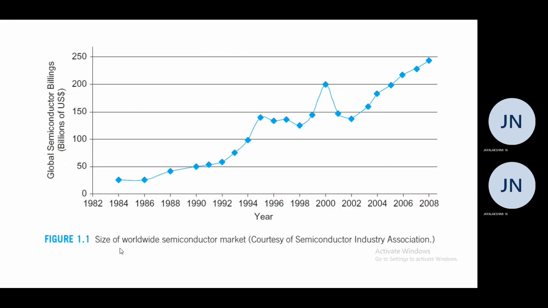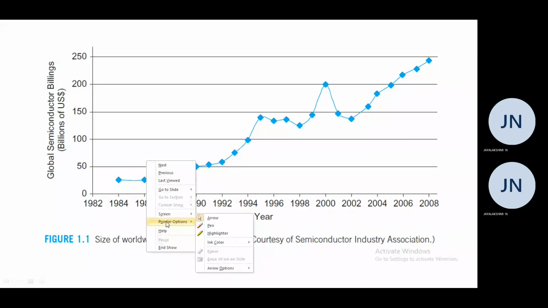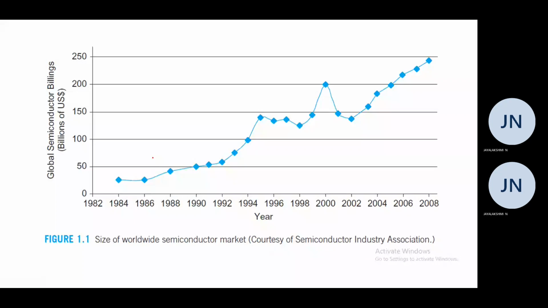Here you can see the number of transistors doubling every 2 years. In the vertical column, you can see the global semiconductor billings. In the horizontal column, you can see the year. The figure shows the size of the worldwide semiconductor market. Here the number of transistors doubles every 2 years.